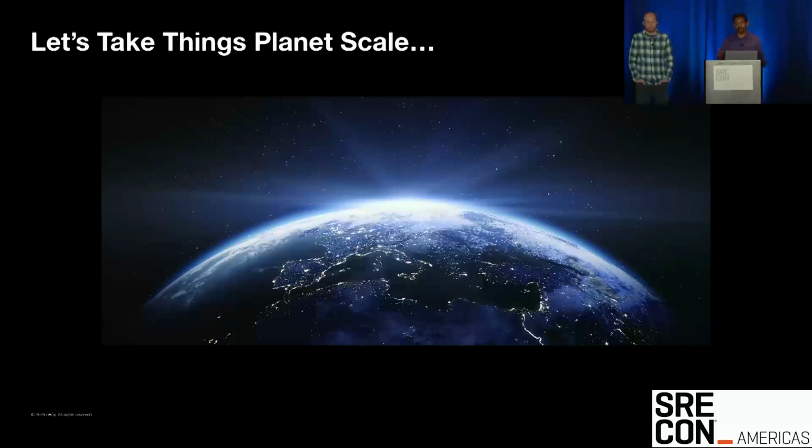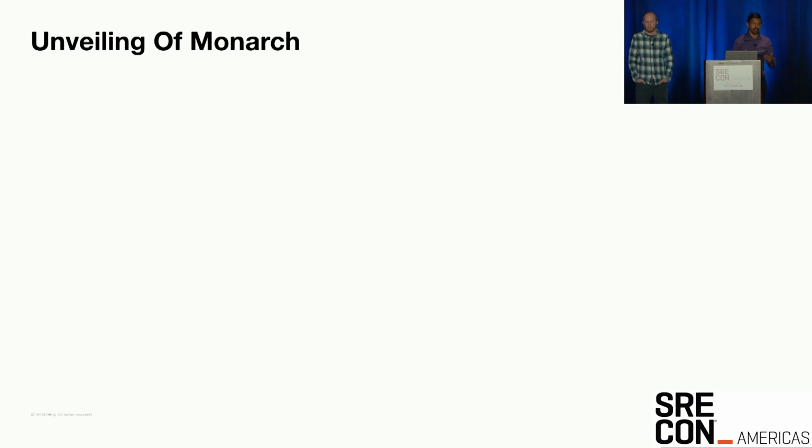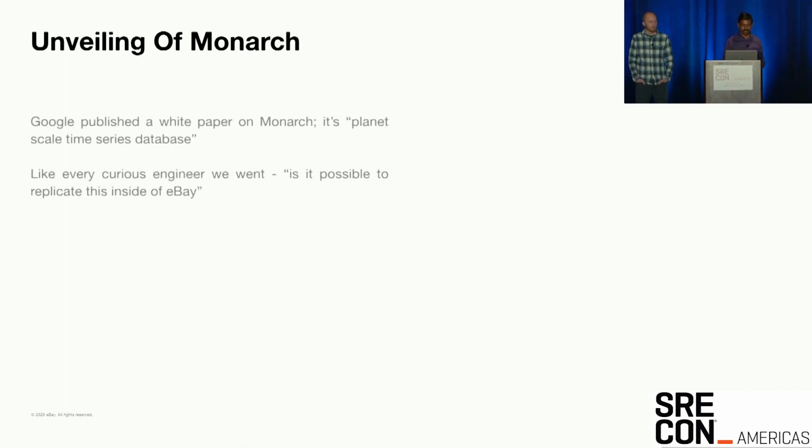At this point, we were like, OK, let's figure out how to take things planet scale. A few years ago, there was this white paper that Google published. It was called Monarch, and they dubbed Monarch as the planet scale time series database that they run internally. And like every curious engineer, Nick and I were like, is it possible to replicate this inside of eBay?